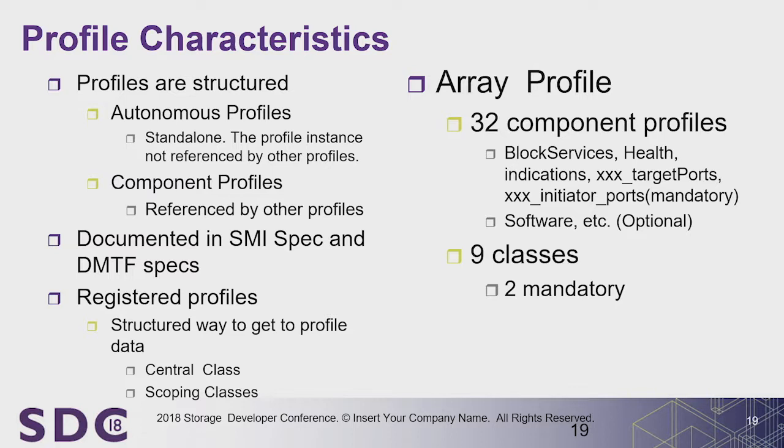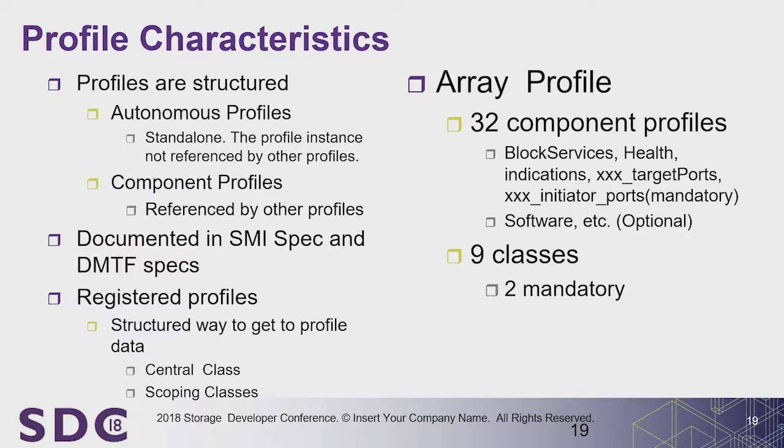Just to give you a quick example, the SNIA array profile has 32 other component profiles: block services, health indications, target, and so on. Those are all mandatory. Then in addition, you have a whole set of others, software, et cetera, and those are all optional. So in order to implement the array profile, you don't have to implement the software. It has a total of 9 resource classes, resource and association classes, and of that only 2 are mandatory.